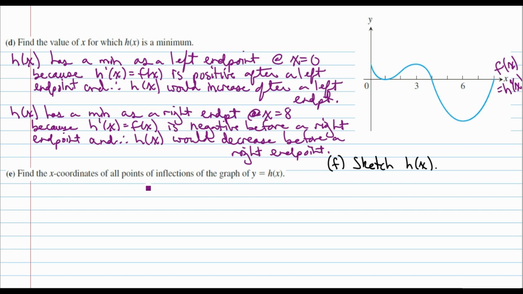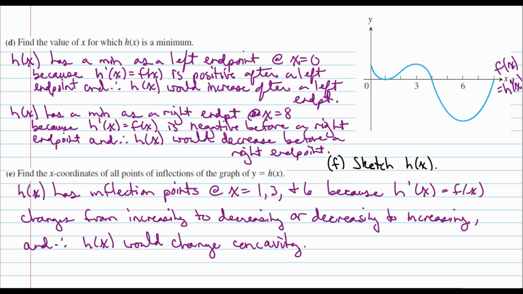So, find the x-coordinates of all points of inflection, and we're going to do that by finding out where the graph of f, the derivative of h, changes from decreasing to increasing, because that means the second derivative would change from negative to positive, an inflection point. Therefore, we have inflection points at 1, 3, and 6. So I said that h of x has inflection points at x equals 1, 3, and 6 because h prime, which is f of x, the graph we're looking at, the derivative, changes from increasing to decreasing or decreasing to increasing at those x values, and therefore h of x would change concavity, giving us inflection points.